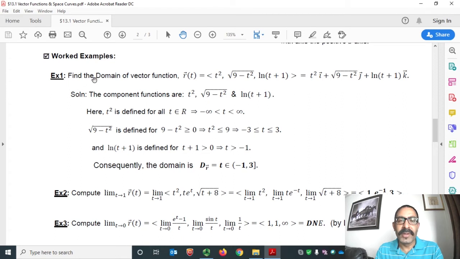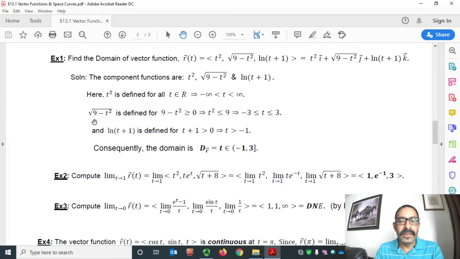So to find the domain of vector functions, we need to find the domain of each of these component functions and take the intersection of those domains. That will be the domain of our vector function. Solution. Here the first component t squared is defined for all t. That means the domain of t squared is negative infinity to infinity.